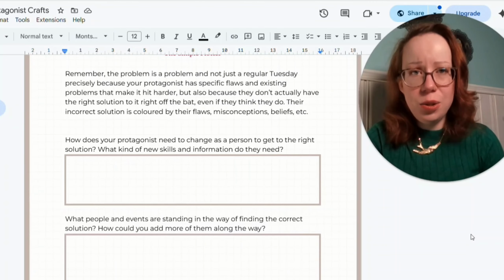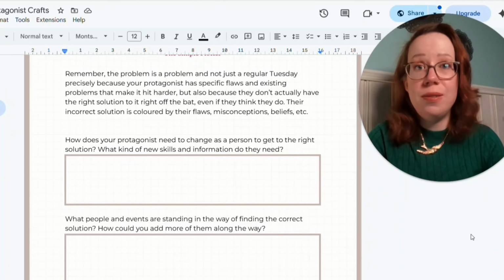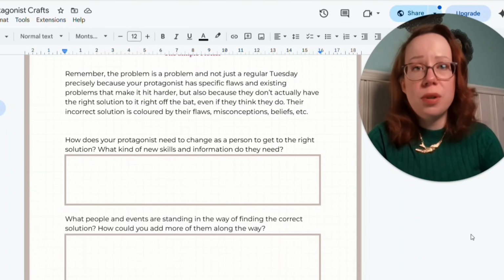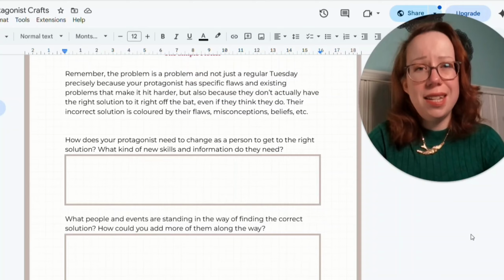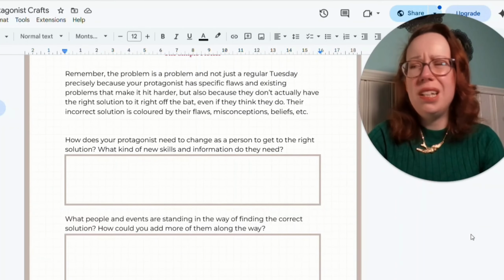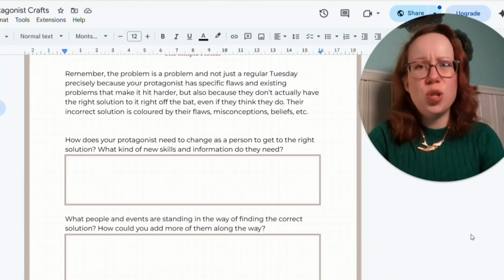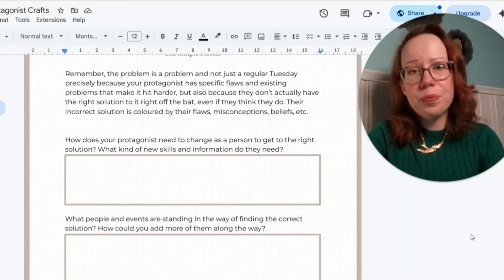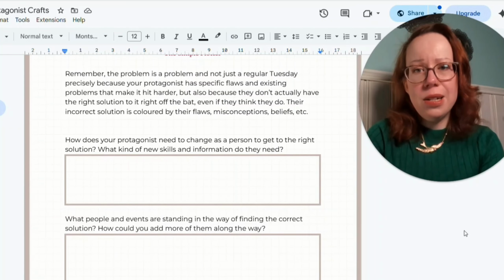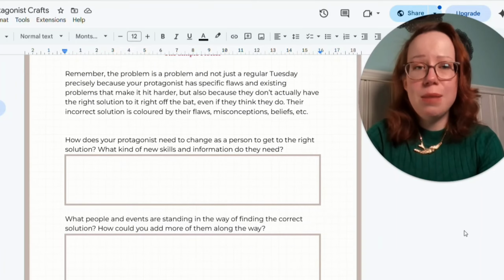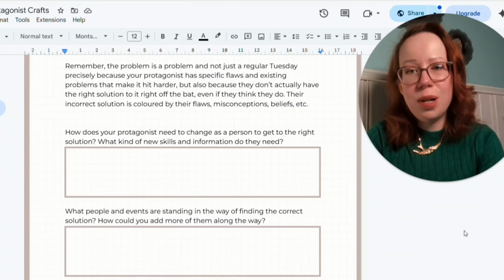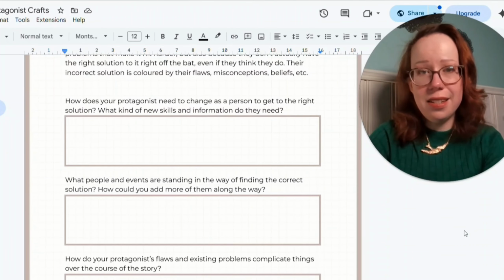So even if they think they do have the right solution, they don't. And that's precisely why this problem is a problem. And again, your readers also need to see why this is a problem. Otherwise, they're going to be like, so what? Why don't they just go home? You know. So yes, like I said earlier, the incorrect solution is colored by their flaws and misconceptions and beliefs and etc. Your character doesn't exist in a vacuum.